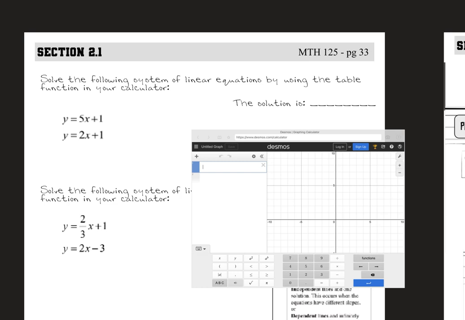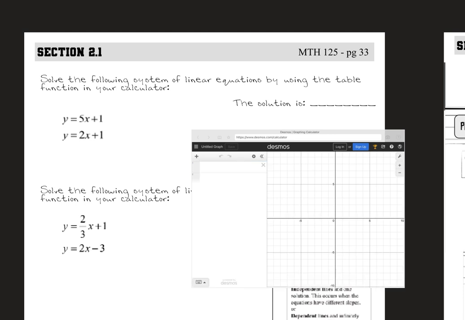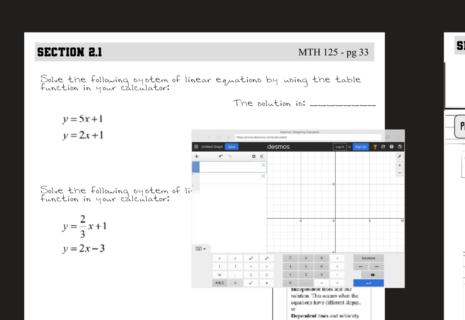On page 33, we're looking at solving systems using the table function in the calculator. Not usually my favorite way to solve systems, but if you're going to use the table function, let me just type it in here. y equals 5x plus 1.